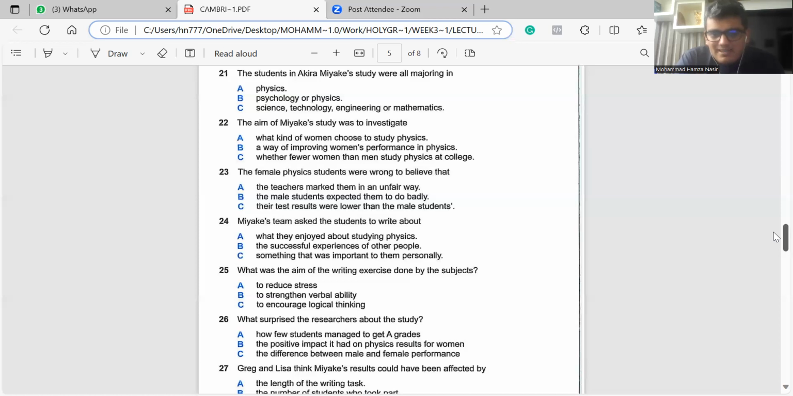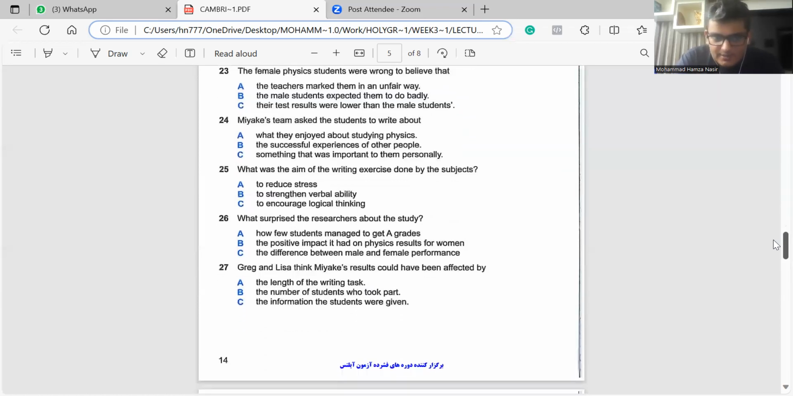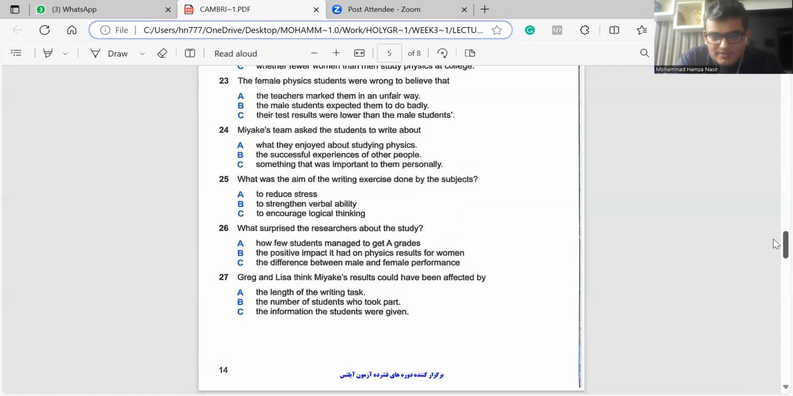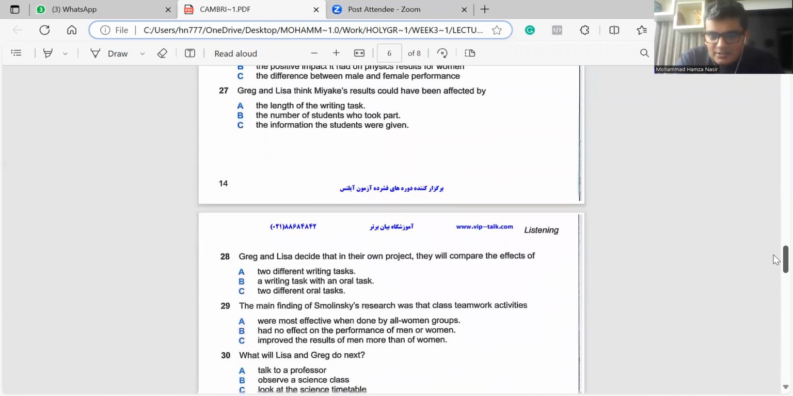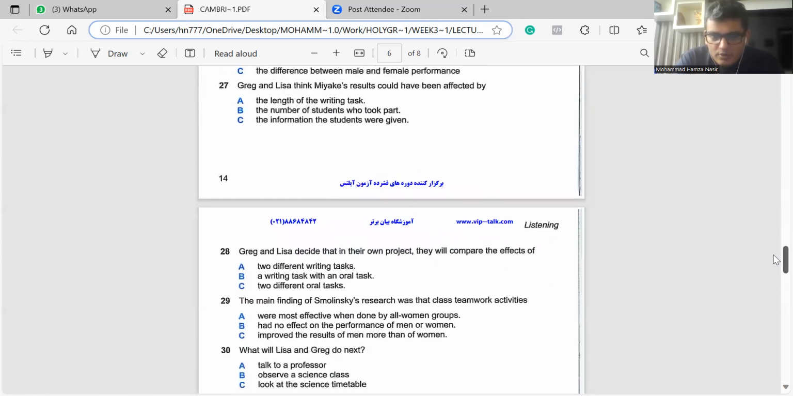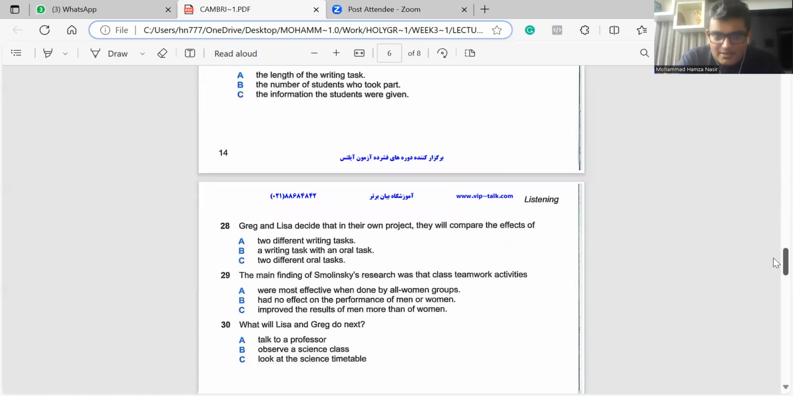Then you have 25. What was the aim of the writing exercise done by the subjects? A, to reduce stress. B, to strengthen verbal ability. C, to encourage logical thinking. Then you have 26. What surprised the researchers about the study? Then you've got three options. Then 27. Greg and Lisa, these are the two people who are speaking in the recording. Okay, they think Miyake's results could have been affected by A, the length of the task, B, the number of students who took part, C, the information the students were given. Greg and Lisa decided in their own project they'll compare the effects of, okay, A, two different writing tasks, B, a writing task with an oral task, C, two different oral tasks.